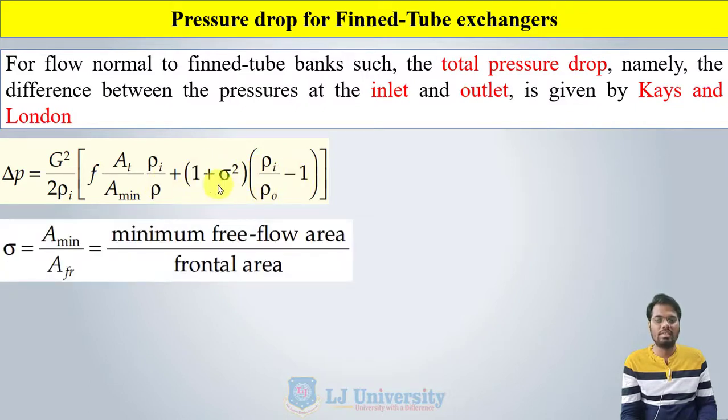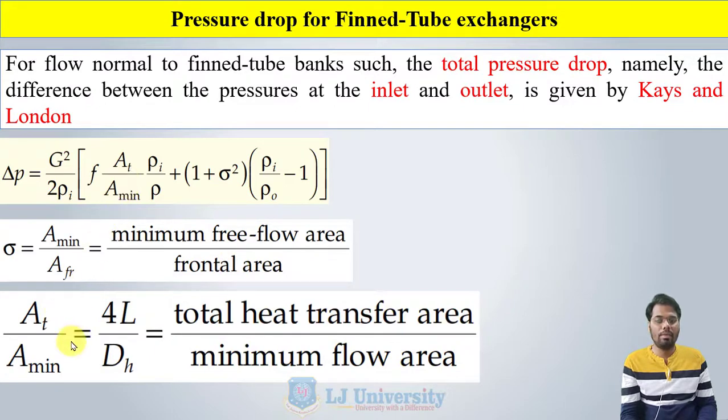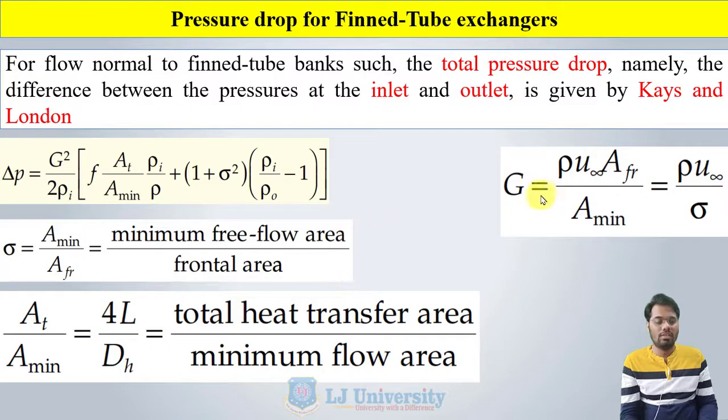Here in this equation, what is this sigma? It is the ratio of minimum free flow area to the frontal area. Sigma is the ratio of minimum free flow area to the frontal area, and this A_T by A minimum, as we have just discussed, is 4L divided by D_h, which is the total heat transfer area to the minimum flow area. So our G, the mass flux density, is rho into U infinity. This is the velocity, and the ratio is frontal area divided by minimum free flow area. So in short, we can write rho into U infinity divided by sigma.